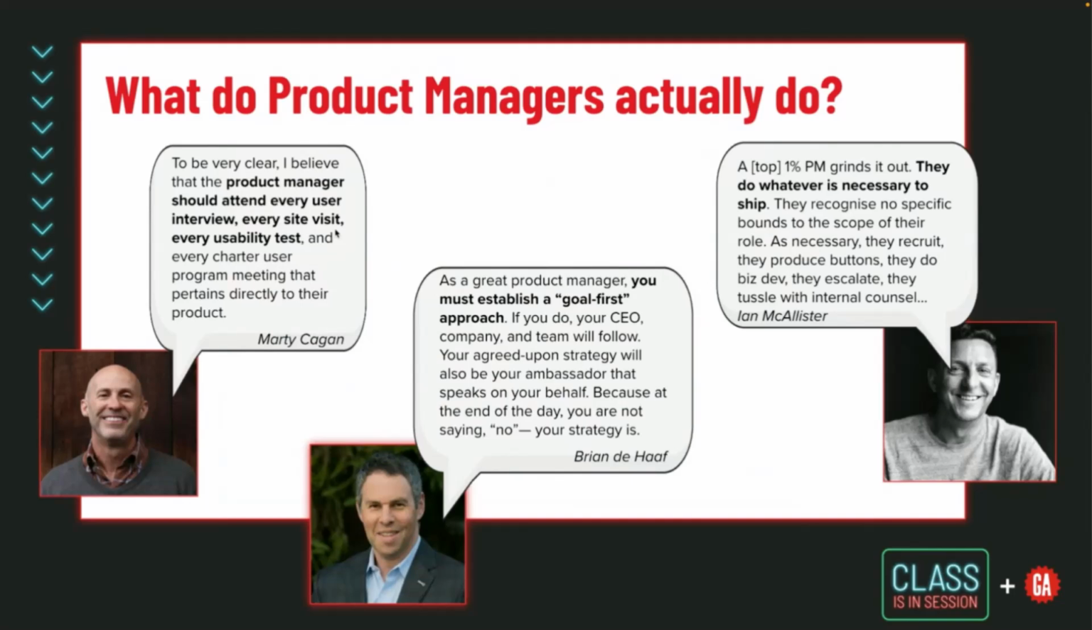Just read these quotes and pop some ideas in the chat about what you think product managers do based on these quotes, some of the activities that we might do, even some of the mindset things that you get out of these quotes. You've got Marty Cagan there, who runs the Silicon Valley Product Group and has written lots of great books. Brian de Haaff, I think, is the CEO of a road mapping tool that we use called Aha! as product managers. And then Ian McAllister is a product manager who's worked for the likes of Airbnb, Amazon, Uber.